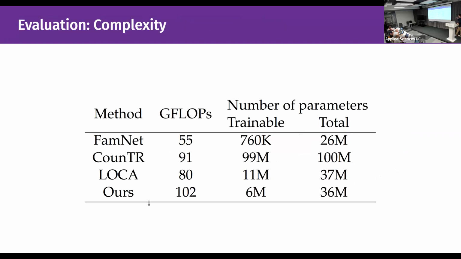Here is the complexity comparison. Our model has about 36 million parameters, 6 million of which are trainable. And despite featuring a vision transformer as the backbone, the overall complexity is not largely affected.